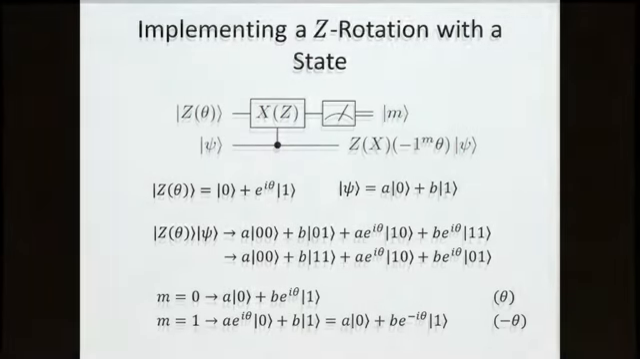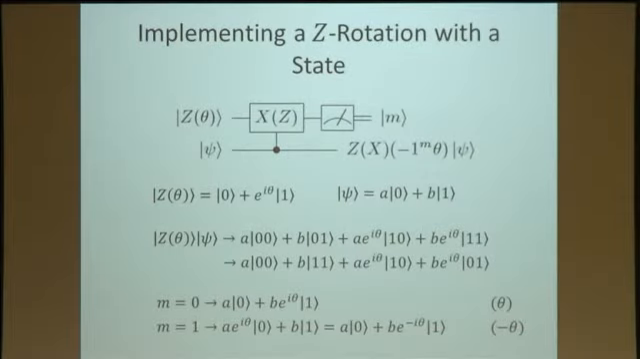So here, the resource state we're using is 0 plus e to the i theta 1. And of course, the incoming state is some arbitrary single qubit state. And now we can step through the circuit. So you see that we start in this state. Then we apply this controlled NOT gate, which results in this state here. And then we measure. And when we measure, we either get out this state or this state, which is equivalent to applying theta or minus theta. So this is a probabilistic application of the rotation, but we always apply theta or minus theta.